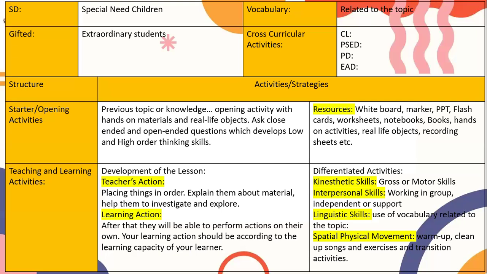And then physical development. Physical development definitely involves their skills, fine motor skills or gross motor skills, whatever skills they are using in the classroom. That will be involved in it. Or any activity of personal, social, and emotional development.